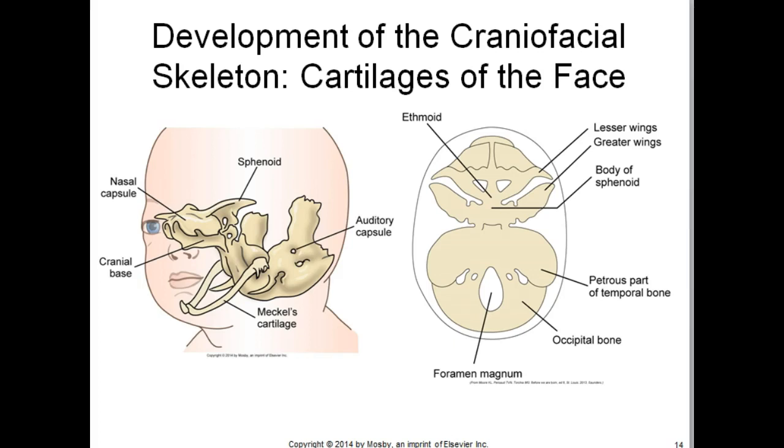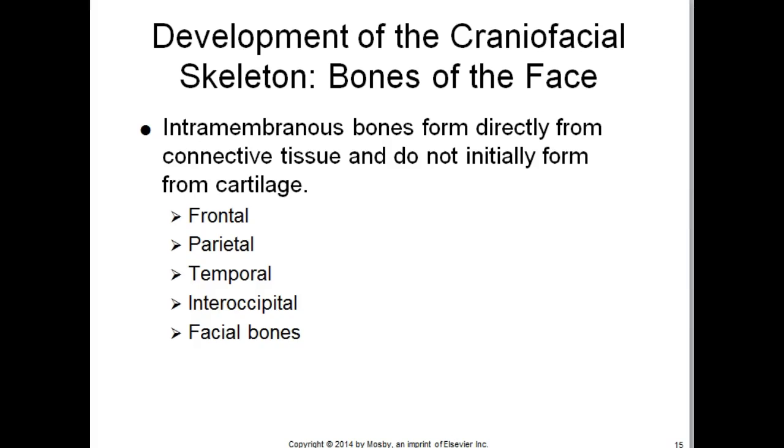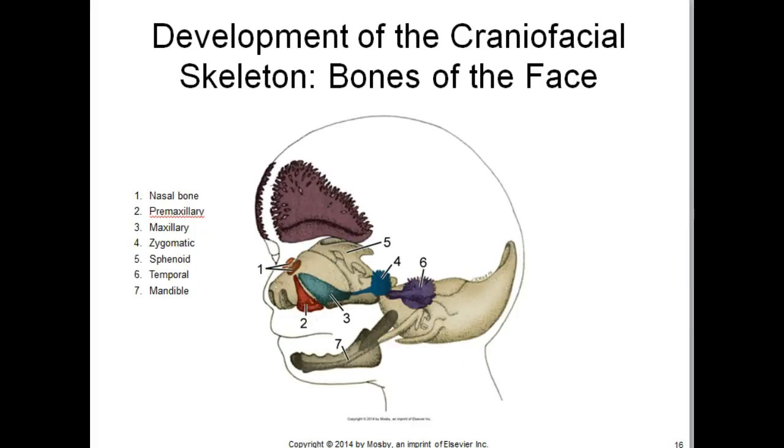This image illustrates the cartilages of the face. Notice Meckel's cartilage. Certain bones form directly from connective tissue and do not initially form from cartilage. These bones are the frontal, parietal, temporal, interoccipital, and facial bones. This image illustrates the position of the nasal, premaxillary, maxillary, zygomatic, sphenoid, temporal bones, and the mandible.